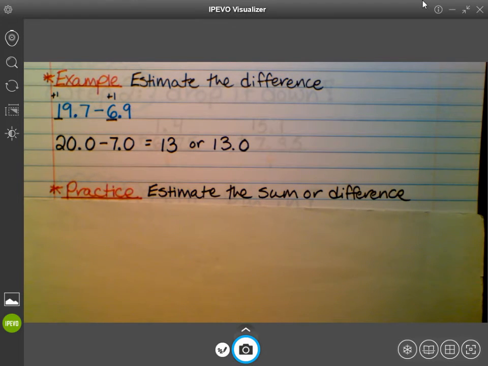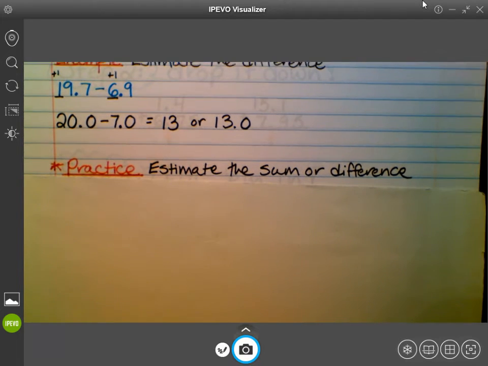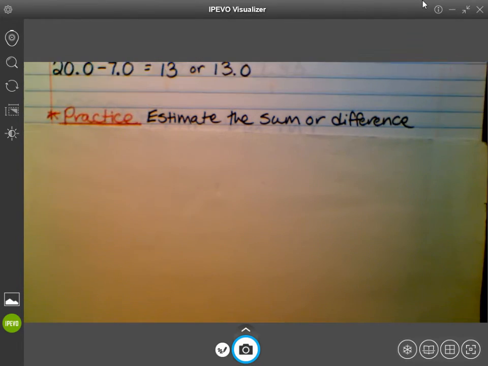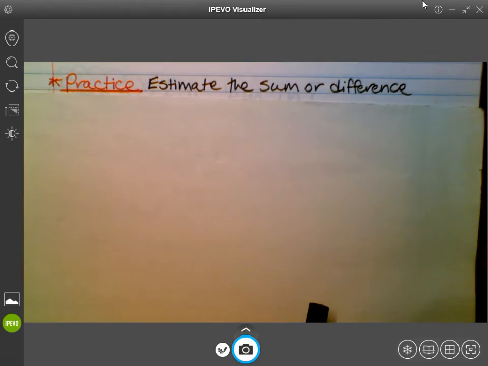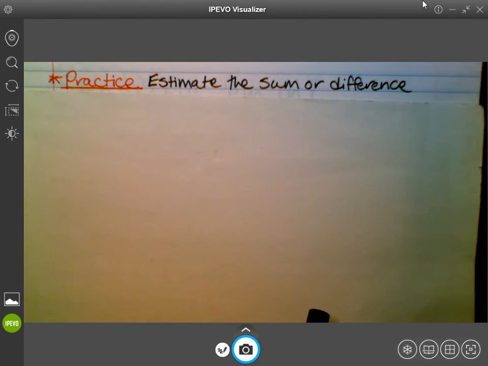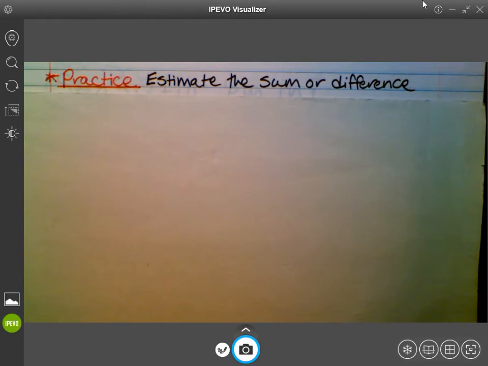So does that mean that all of these problems are going to be subtraction? Does this mean all these problems are going to be addition? No, there's going to be some subtraction and some addition. They give you the addition or subtraction sign, Richie. So practice, estimate the sum or difference.